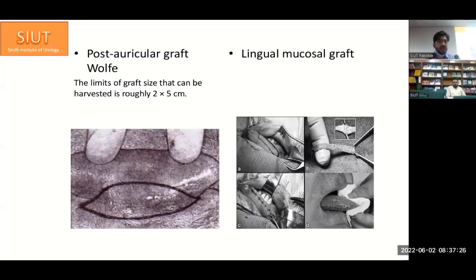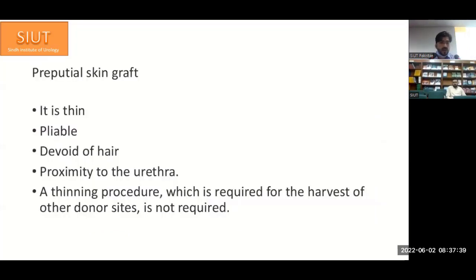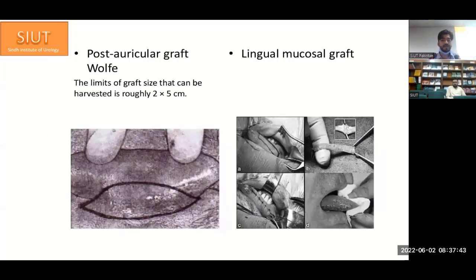Post-auricular graft: the limit of the graft size that can be harvested is roughly 2 into 5 centimeters, and the other is the lingual mucosal graft. Preputial skin is a graft. When will we use a lingual mucosal graft? Who will tell?